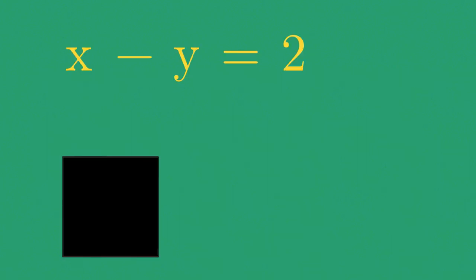All right, jot that down. X minus Y equals 2. We are going to graph the line of this equation using X and Y intercepts.